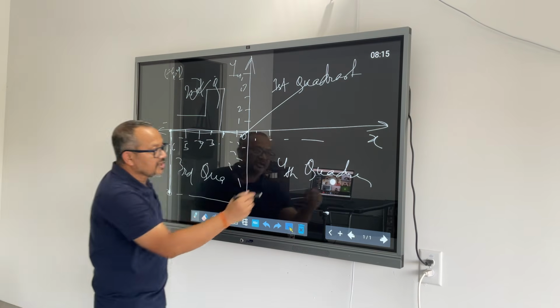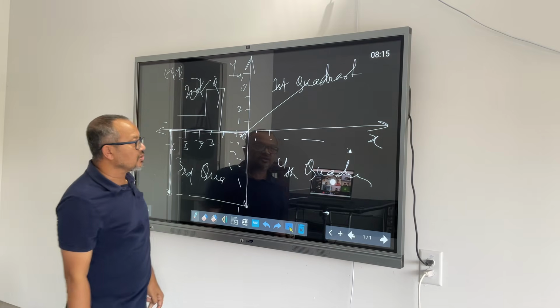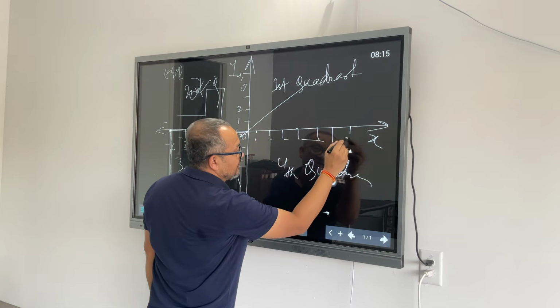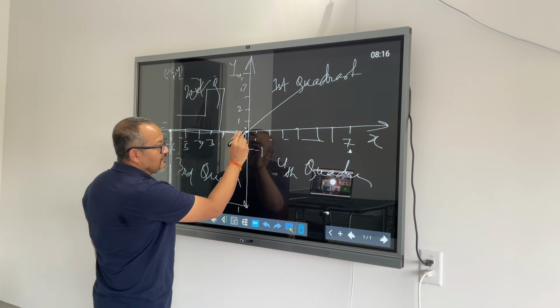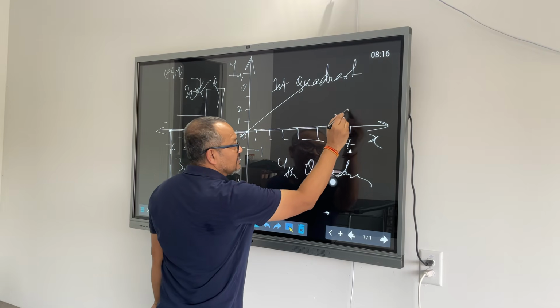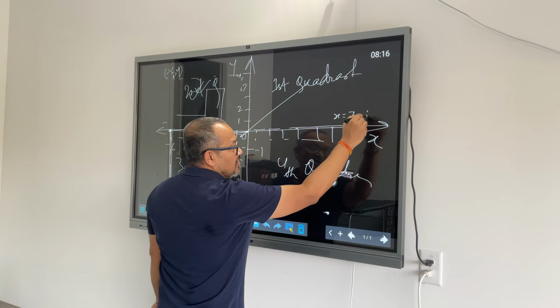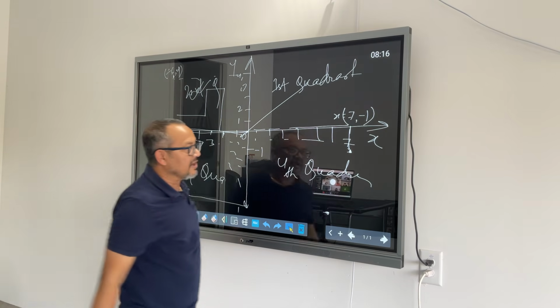Let's say if I am at this point, how can I go here? I will say, okay, how much I am going along the x-axis. Let's say this is 7 and this is -1. So I traveled 7 units along the x-axis, and then -1 along the y-axis. So this becomes your coordinates: 7, -1.